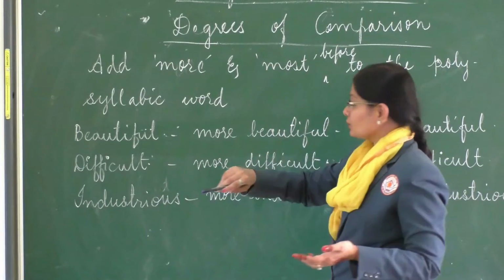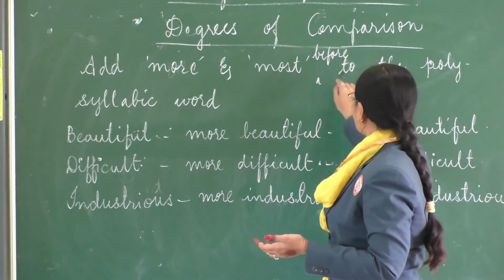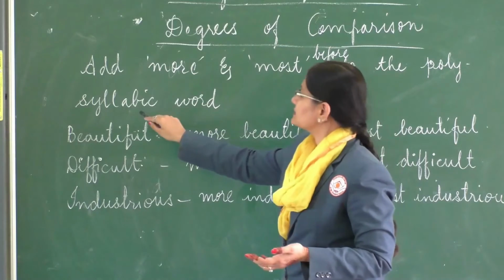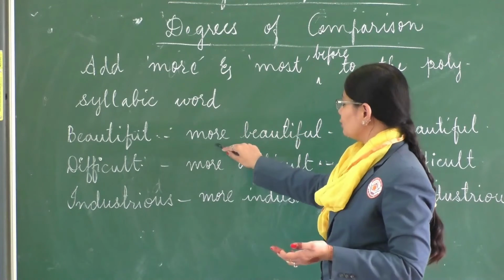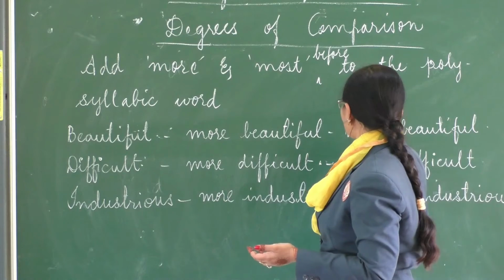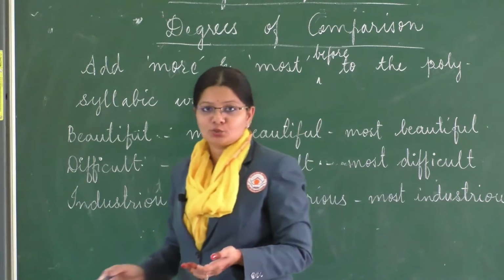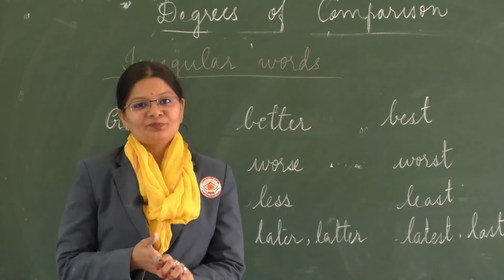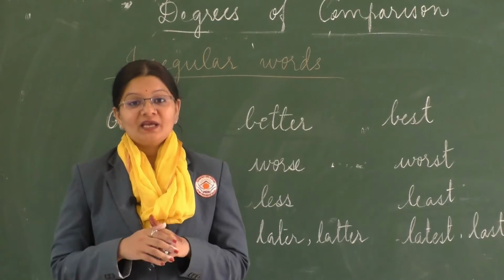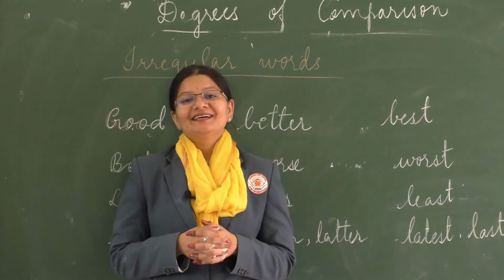So let's just do a quick recap. We add more and most before the polysyllabic word. Before the word we add more, before this one we add most. So this is to make comparative and this is to make the superlative degree. Kids, well, in English there are always exceptions. We just understood the 4 rules, right?